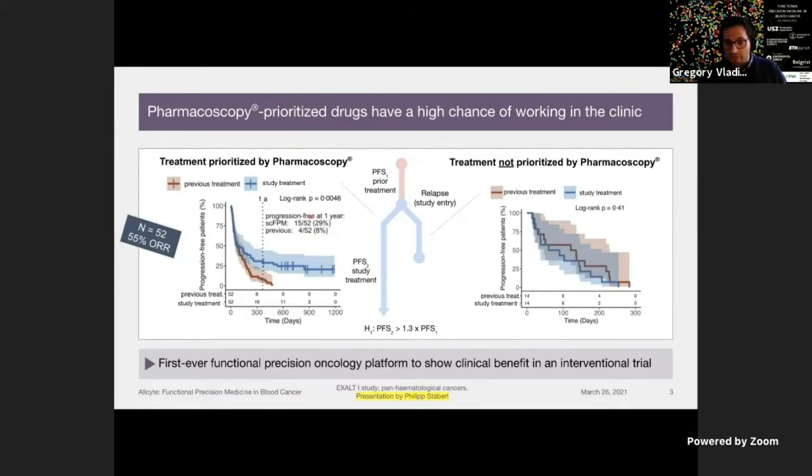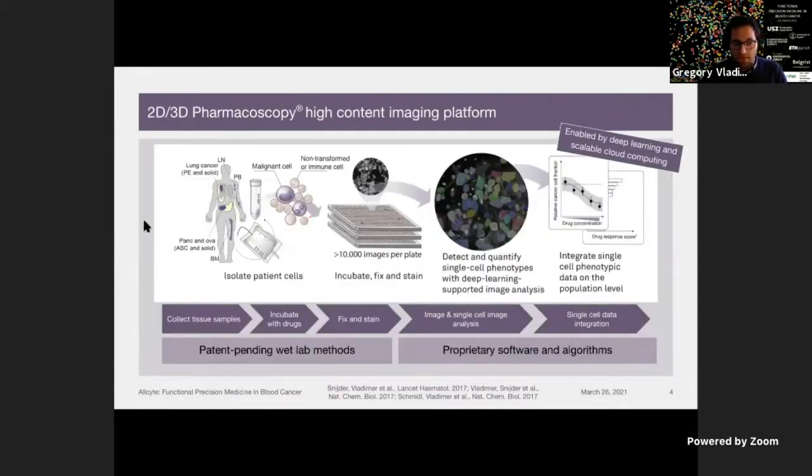So as introduced slightly yesterday, our methodology of choice is high-content confocal imaging of primary patient material and then single-cell quantification, and we term this pharmacoscopy, which is kind of the catch-all term for us imaging patient material. And I'm going to talk about 2D and 3D image analysis here and kind of what we do with it.